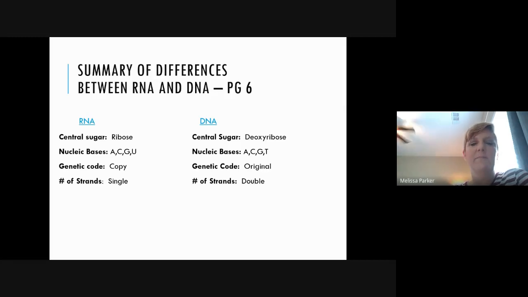And then the nucleic bases are going to be adenine, cytosine, guanine, and uracil, because that's very different compared to DNA. For the nucleic bases in DNA, it's going to be adenine, cytosine, guanine, and thymine. And with the genetic codes on this side, this is a copy, right? And this right here is the original code. So the strands are single for RNA, and then they're double for DNA.